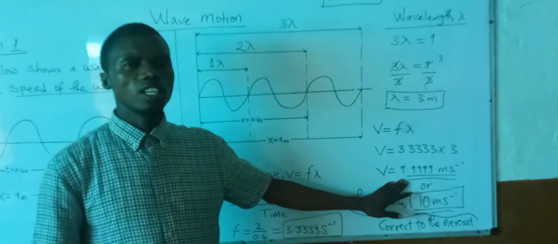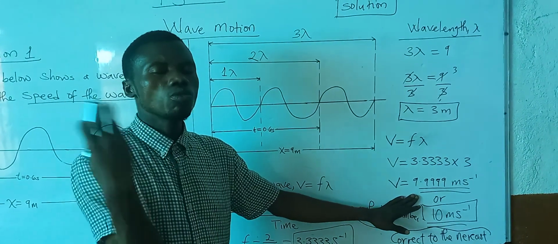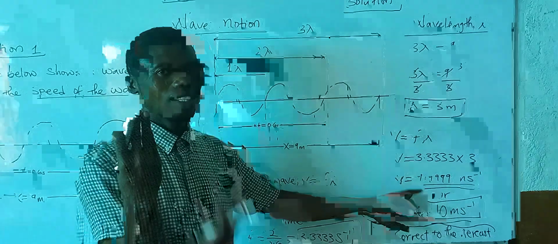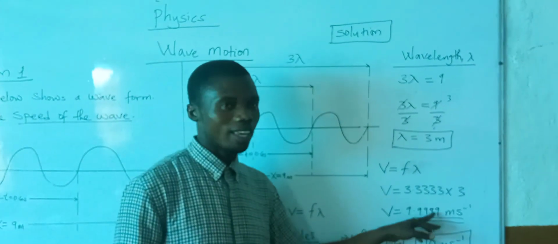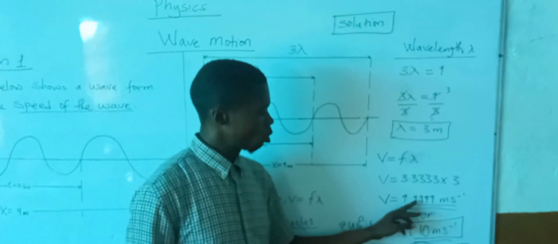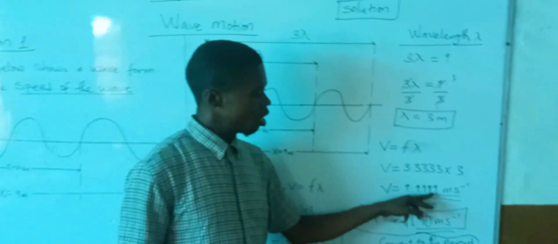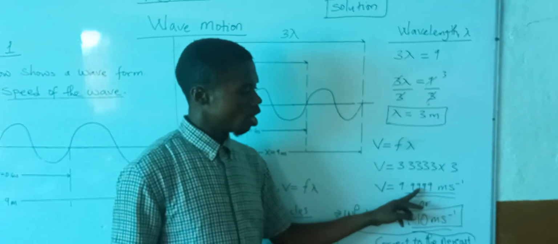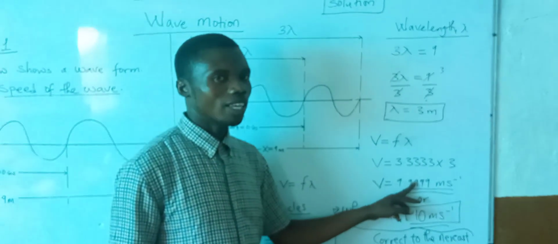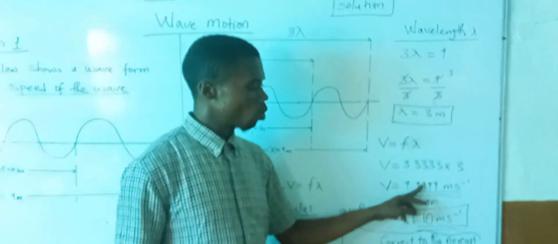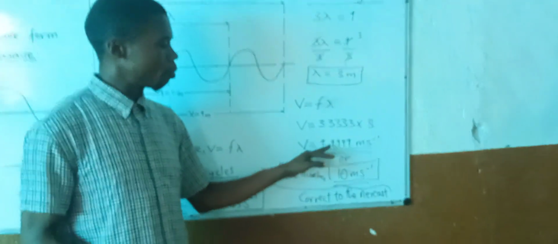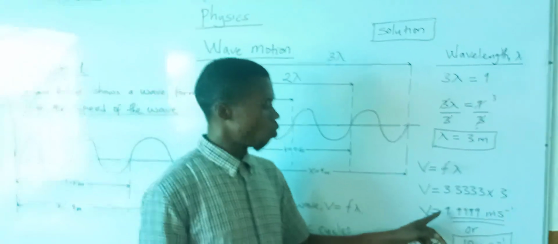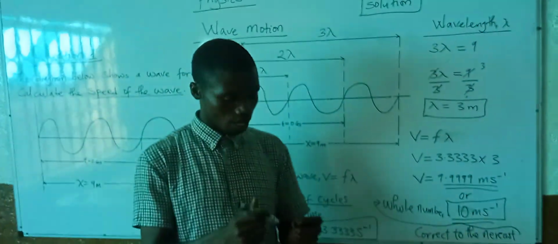But if they say leave your answer to 2 decimal places, after the decimal point, you have 2 numbers here. So you have to add 1 to make it 10. So to 2 decimal places, here you take 1 from here, add it here to make it 10. So it will be 9.10. That will be the answer.